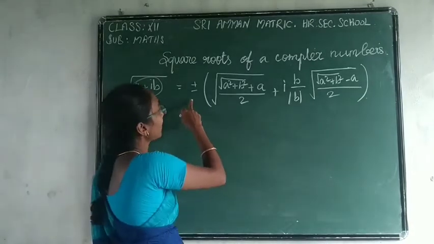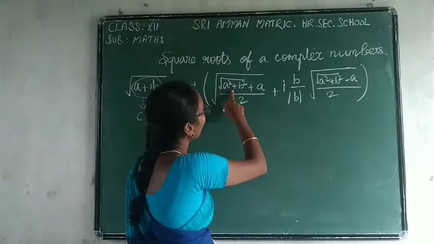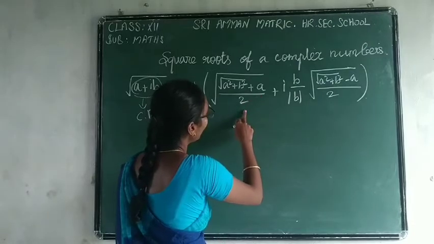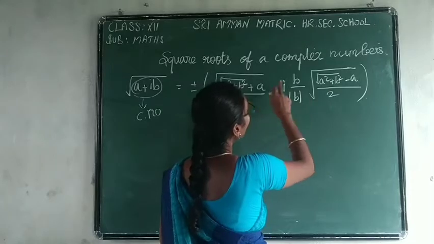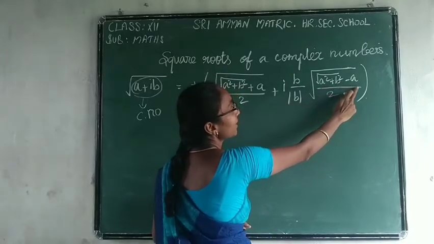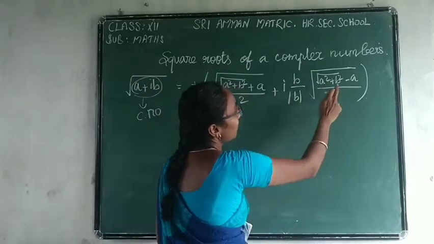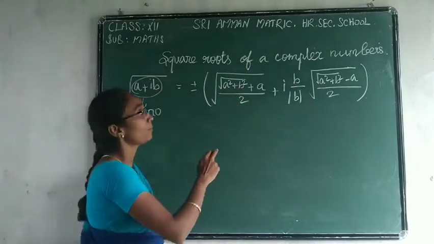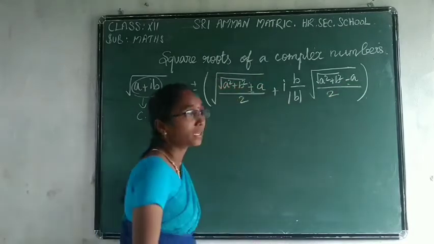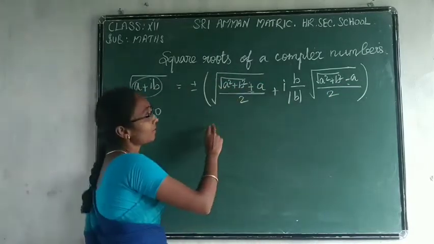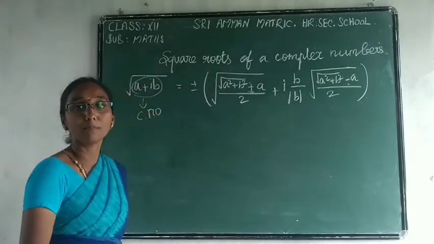plus or minus root of (root of a square plus b square plus a) divided by 2, plus i into b by mod b root of (root of a square plus b square minus a) divided by 2. Look at this: in this place plus, and in this place minus in the imaginary part. Plus in the real part and then minus in the imaginary part. Otherwise they are the same, and in the imaginary part you have b divided by mod b.